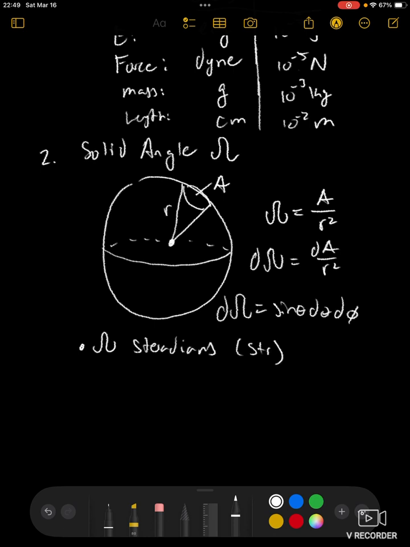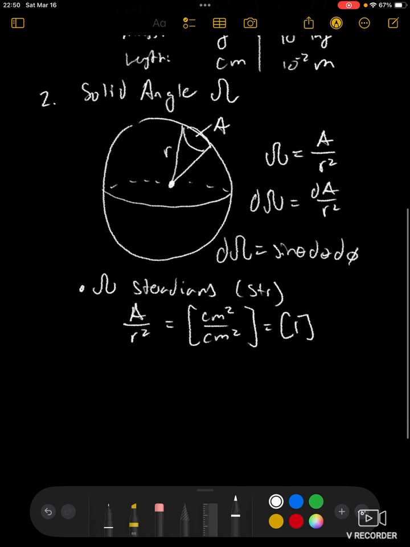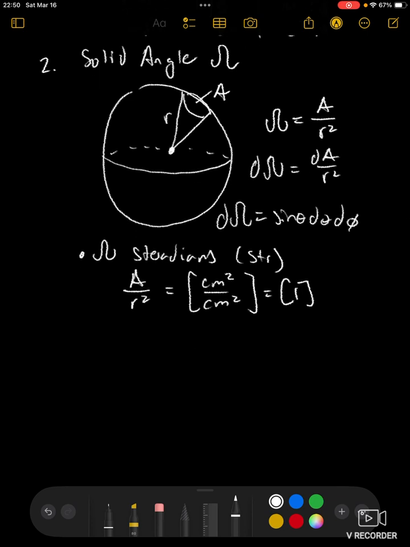They're also called sr, because if you look at the units for A over r squared, that is centimeters squared over centimeters squared, which is actually unitless. The same thing with radians too. Anyhow, the solid angle helps us understand this a lot better from a point. So we will be using this.